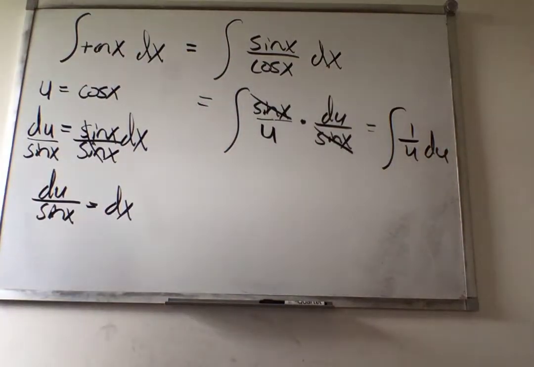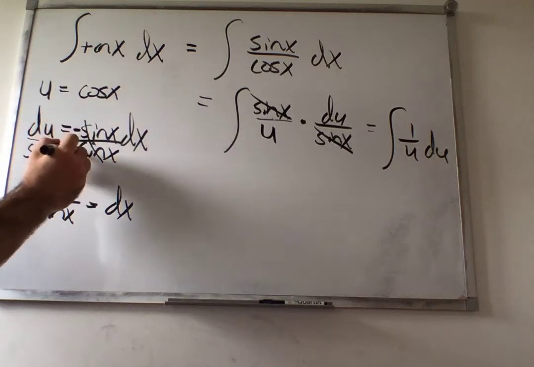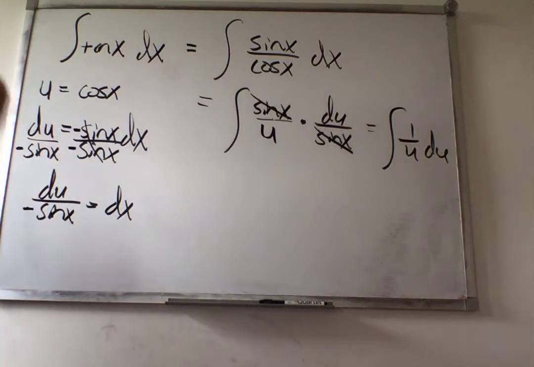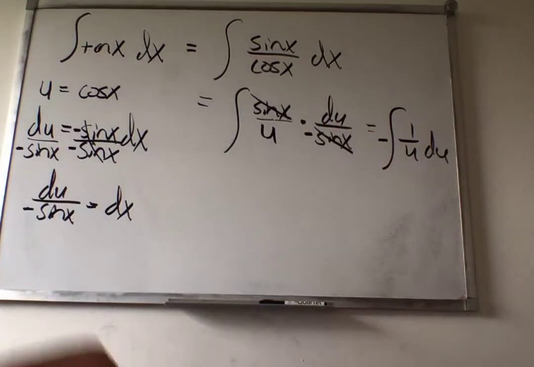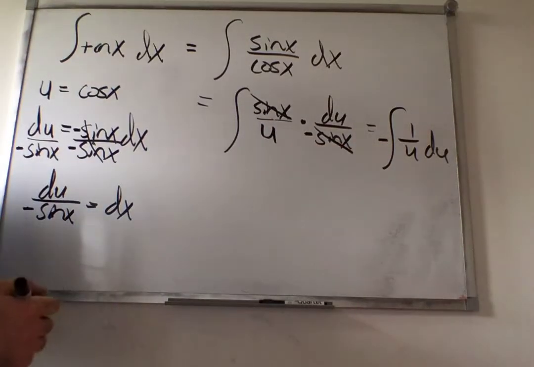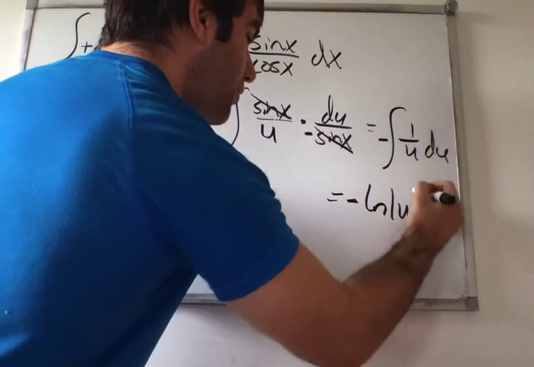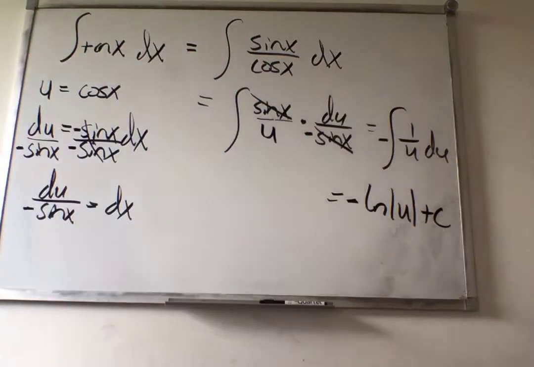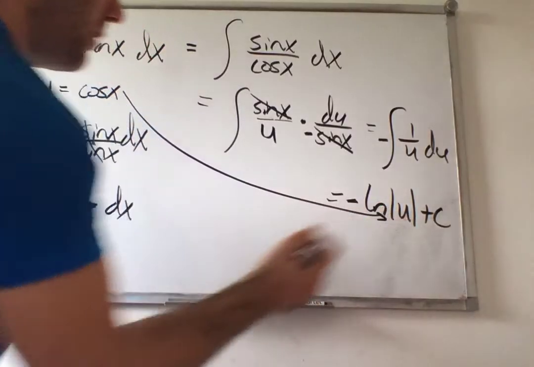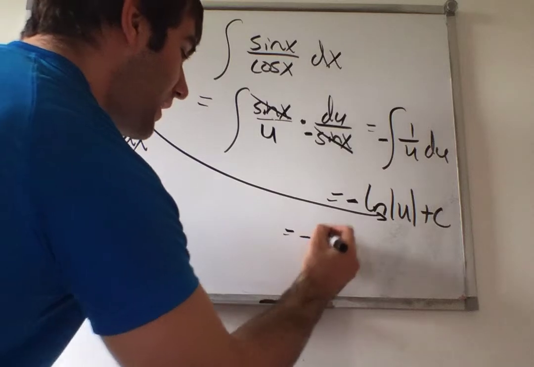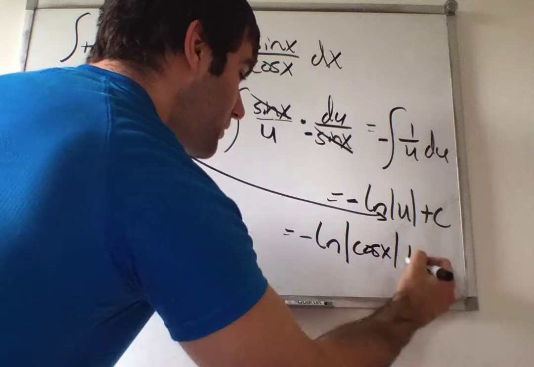I made a slight mistake. I'm forgetting a negative sign here. The derivative of cosine is negative sine. So I'm dividing by a negative sign here, so there's a negative out front. Forgot the negative. Hey, we just integrated that a little bit ago. Negative ln of u plus c. Then I'm going to take my u and plug it in. So you get negative ln absolute value cosine of x plus c.